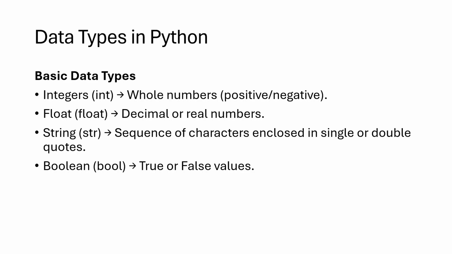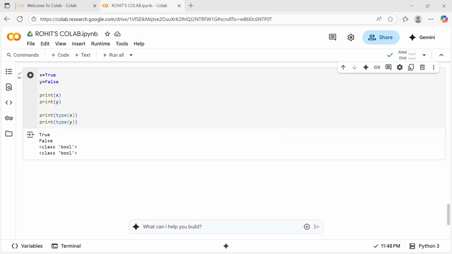The third data type is string data. It is a sequence of characters enclosed in single or double quotes. Moving towards the fourth, if you have two values, true, false, yes, no, then it is considered Boolean data. Hope you have enjoyed the video.